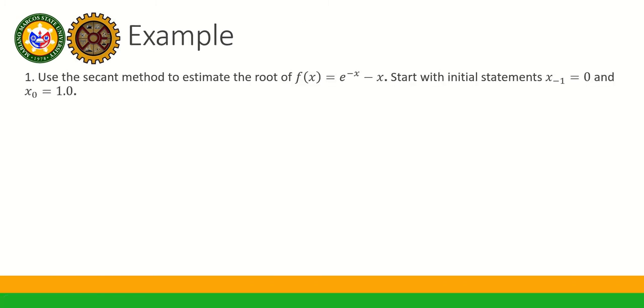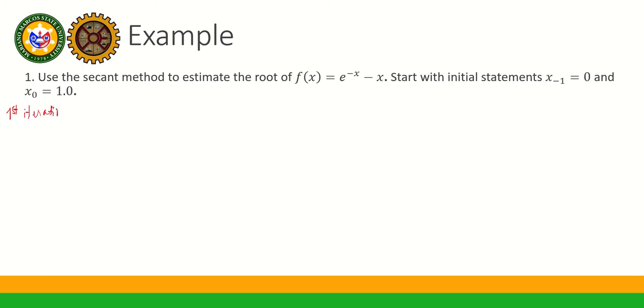Use the second method to estimate the root of f of x equal to e raised to negative x minus x. Start with initial values x sub negative 1 equal to 0 and x sub 0 equal to 1. Okay? So, first iteration tayo.